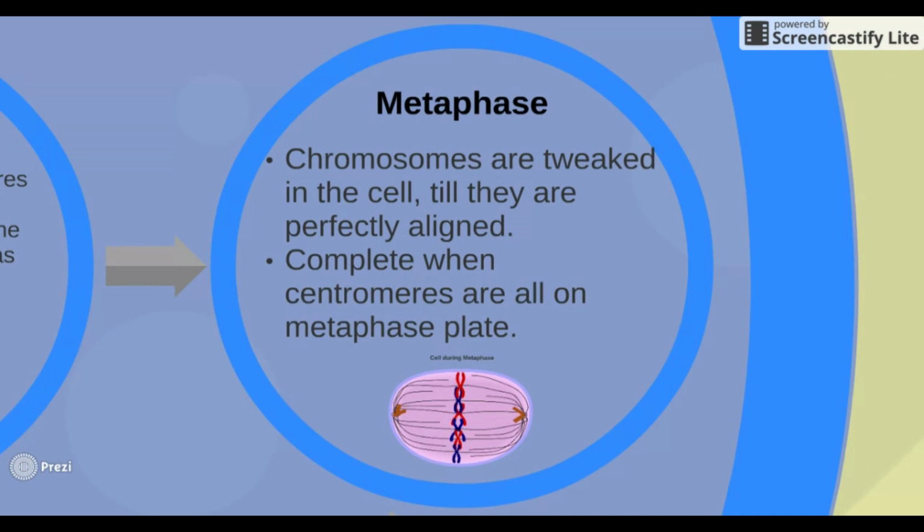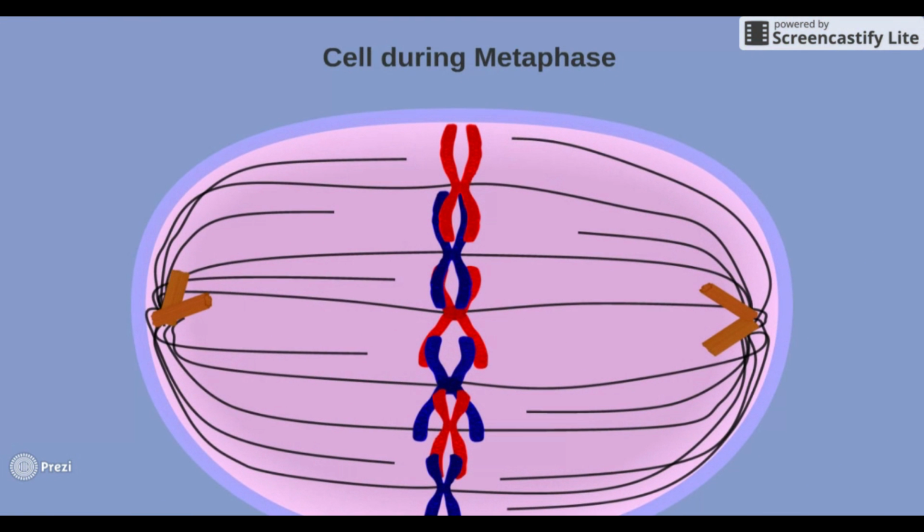The third stage of mitosis is metaphase. In this stage, the alignment of the chromosomes is adjusted in small movements. Metaphase is complete when the centromeres of the chromosomes are lined up perfectly on the metaphase plate, which is an imaginary plane that splits the cell perfectly in half. This is a cell during metaphase. Notice how the chromosomes are lined up perfectly in the center.